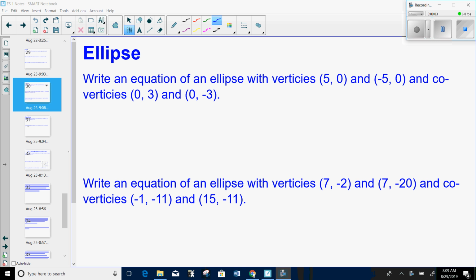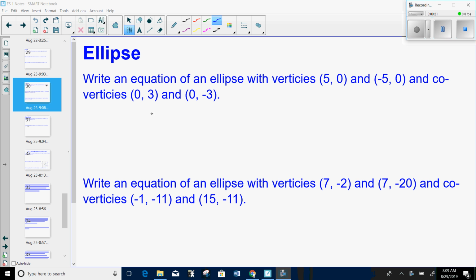This video will show you how to write an equation of an ellipse given some basic criteria. The first example says: write an equation of an ellipse with vertices at (5, 0) and (-5, 0), and co-vertices at (0, 3) and (0, -3).